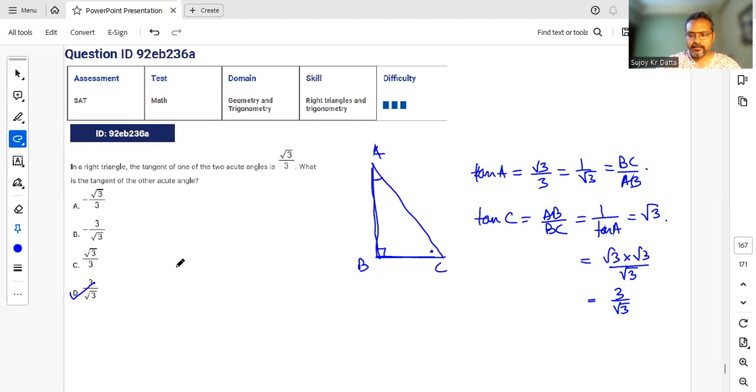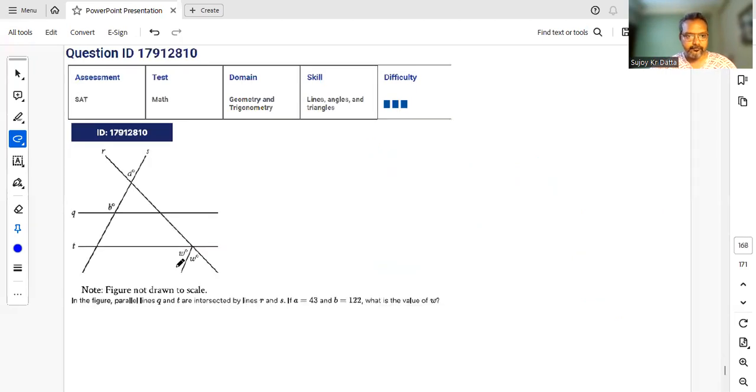All right, so the next one. In the figure, parallel lines Q and T, so these two lines are parallel, are intersected by lines R and S. A is 43, so this is 43 as well. B is 122. They're asking for W. What we can do is figure out this one directly. 122 is the exterior angle, right? Exterior angle is equal to the sum of the other two interior angles. So this angle would be 122 minus 43.